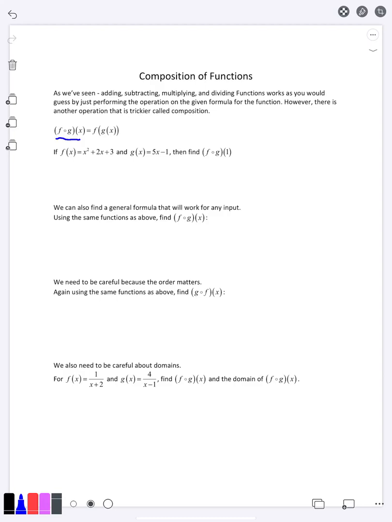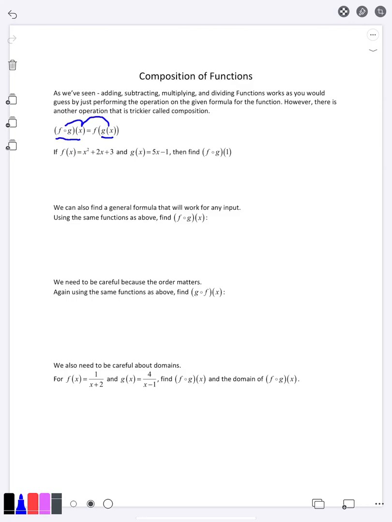Now what it means is, it doesn't mean you're adding the functions, it doesn't mean subtracting, anything like that. It means that you are taking one of the functions and you are replacing it in for x in the other function. So the idea is you have a function and you replace that value in for the x in the other function, and you're going to get what's called a composition of functions.